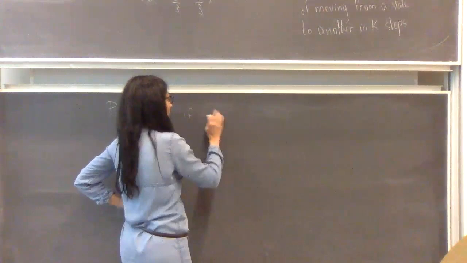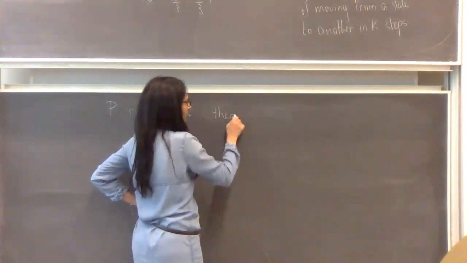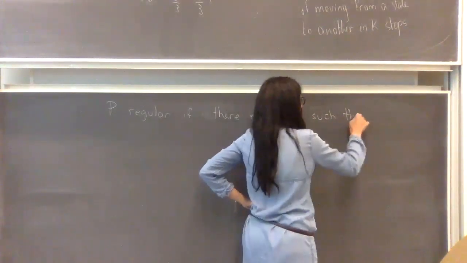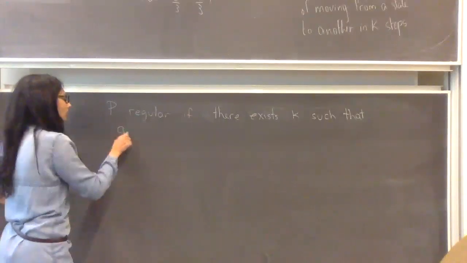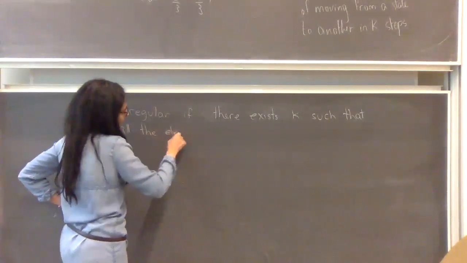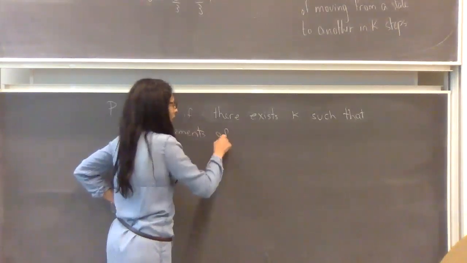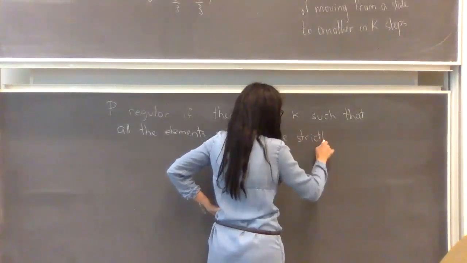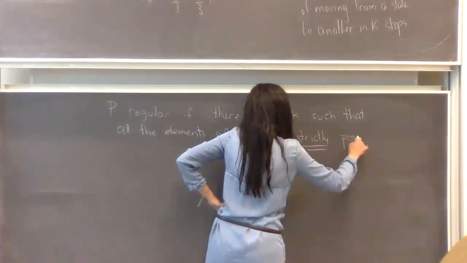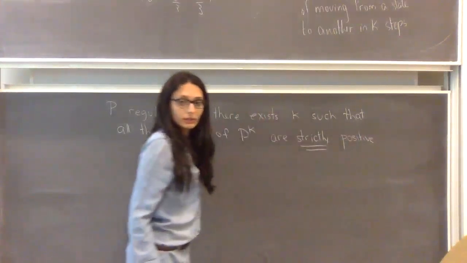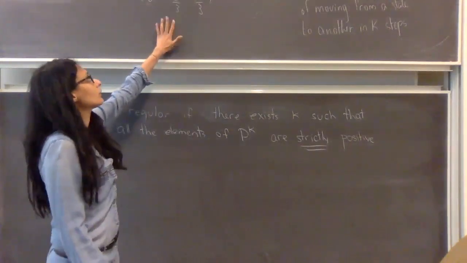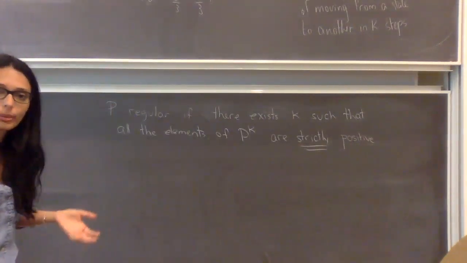So a matrix P is regular if there exists K such that all the elements of P to the power K are strictly positive. The strictly is important, because if you just say positive or equal to 0, this is not informative: all Markov chains will always have elements greater than or equal to 0, because they are probabilities.